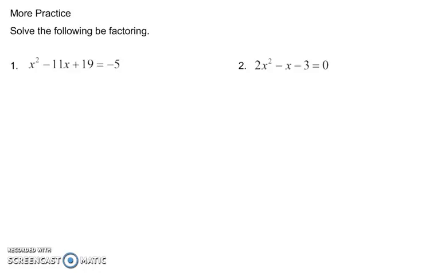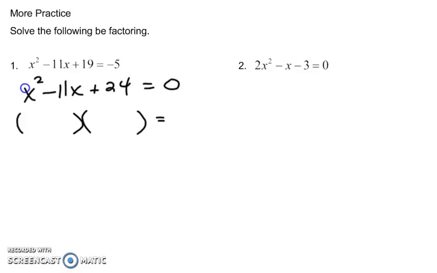First and foremost, let's set the equation equal to 0. So x squared minus 11x, by adding 5, we're going to get plus 24 equals 0. Now, we will factor the two numbers. Multiply to get 24 and add to get -11. So x minus 8, x minus 3.